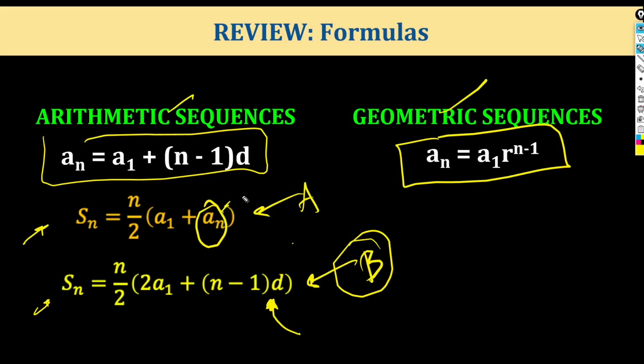A sub n really is the formula for determining the nth term of an arithmetic sequence. So basically, the second equation here, formula B, was obtained by substituting this value, a sub 1 plus the quantity n minus 1 times d, for a sub n. And you should get the same equation anyway.